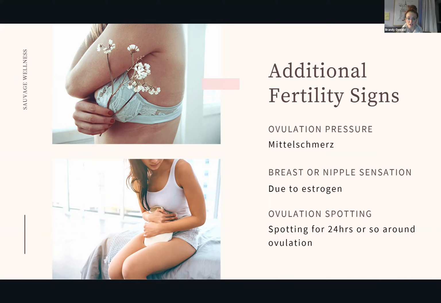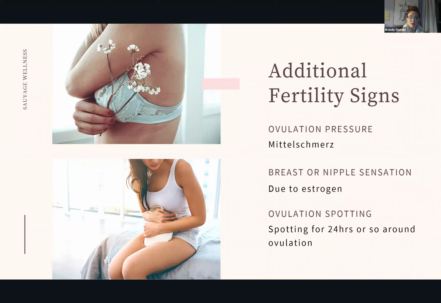This is due to estrogen. Around ovulation, you can feel an increased sensitivity in your nipples versus when we're nearing our period and we have that swollen sensation. And then ovulation spotting, which isn't something we often talk about, but it's spotting that happens for about 1 to 2 days and it's right around ovulation and it's super light and it only happens for that amount of time. If you're having spotting at any other time in your cycle, you want to chat with your doctor because spotting's not a normal cycle thing to have happen.